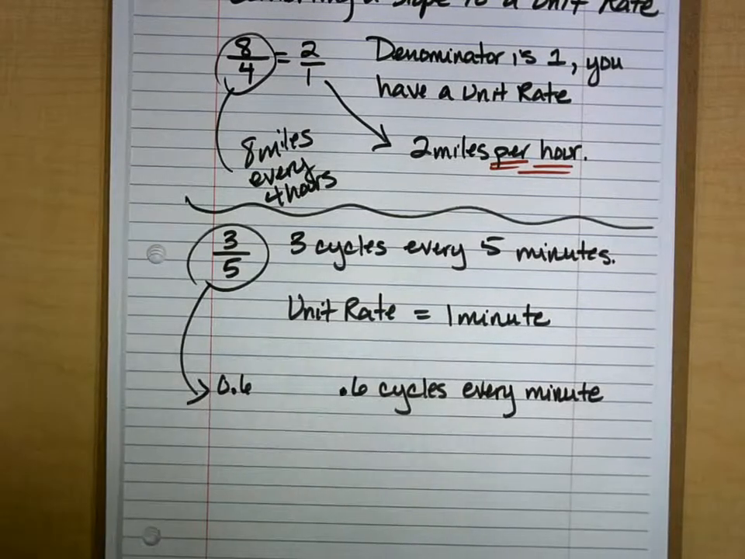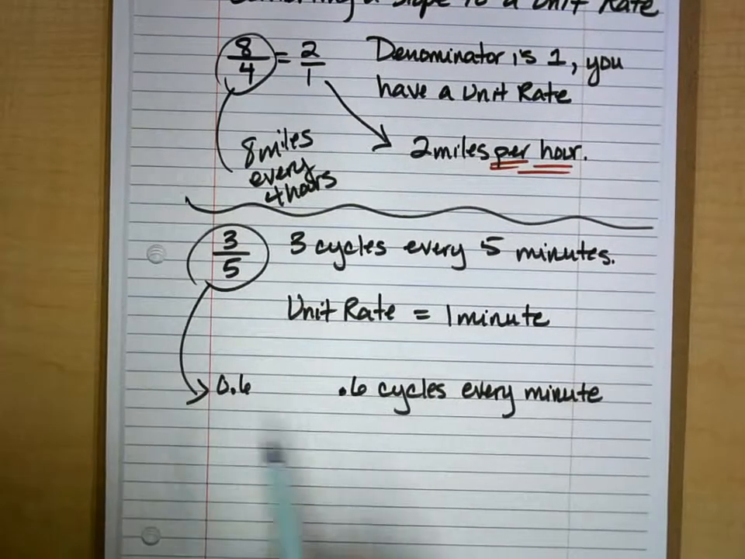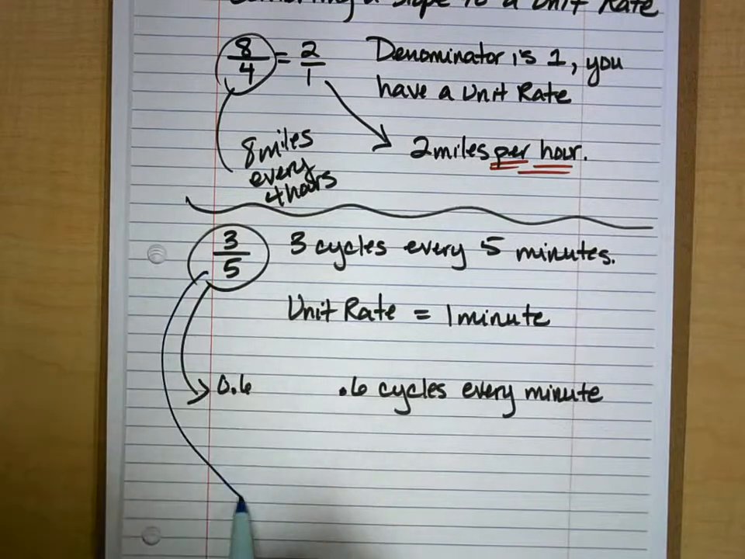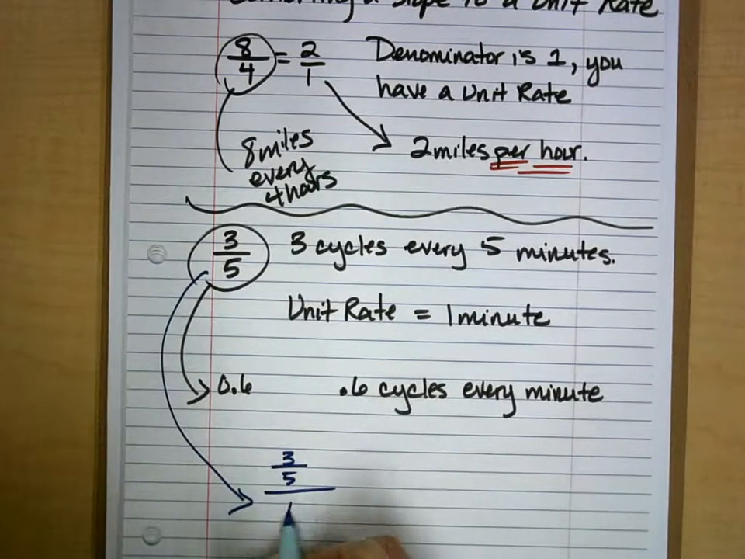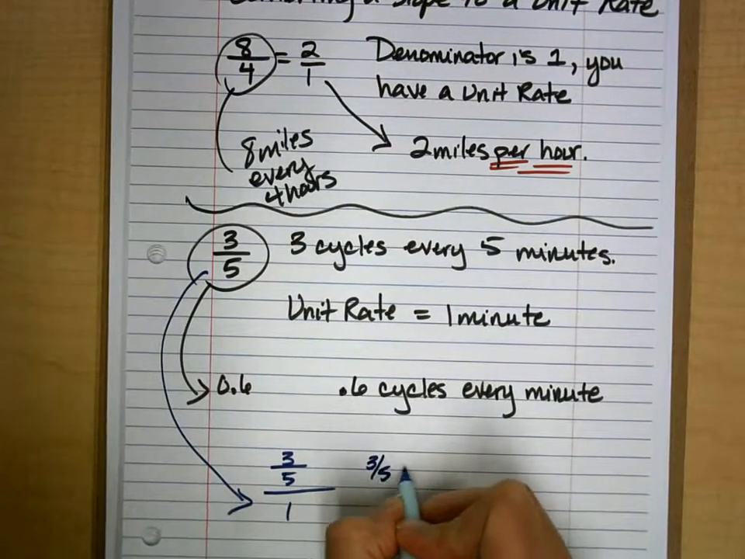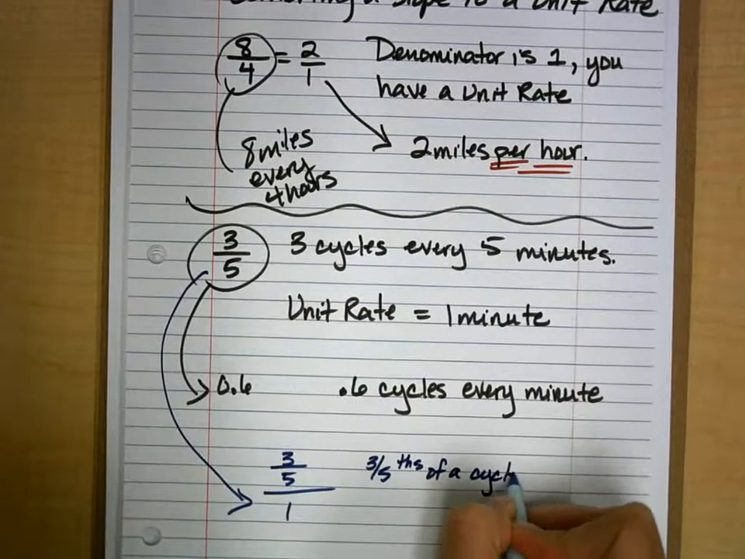But every once in a while, you'll end up with one that does not end up with a terminating decimal. It has a repeating decimal instead, and we don't want to do repeating decimals. Instead, we would take the fraction and place it over a 1. And I know that seems strange, but it's okay to do. And then you would just say 3/5 of a cycle every minute.